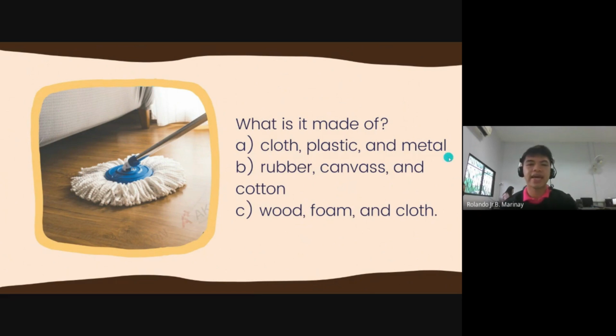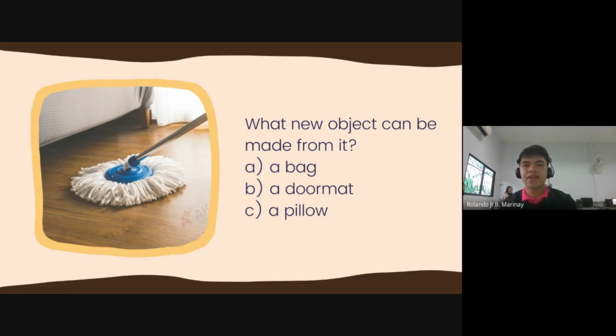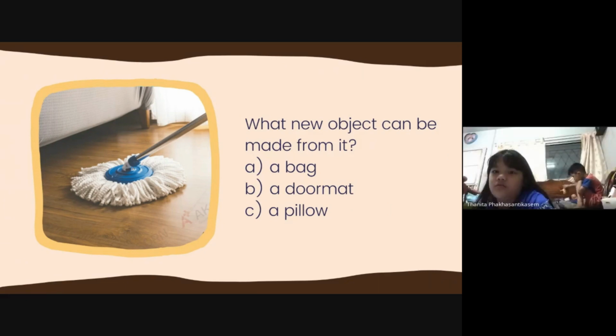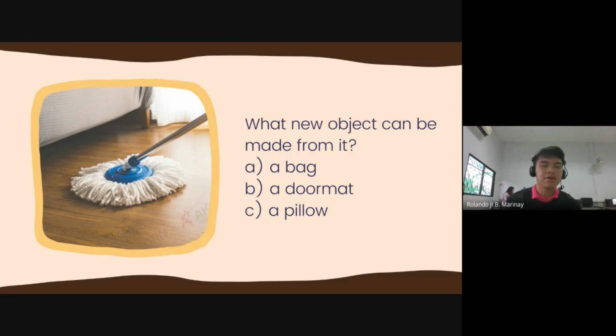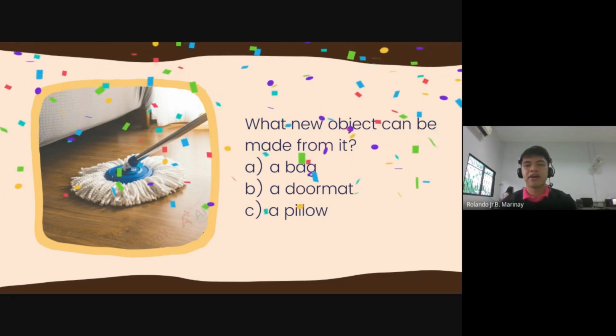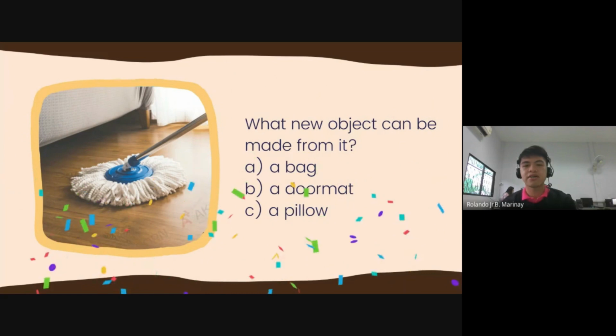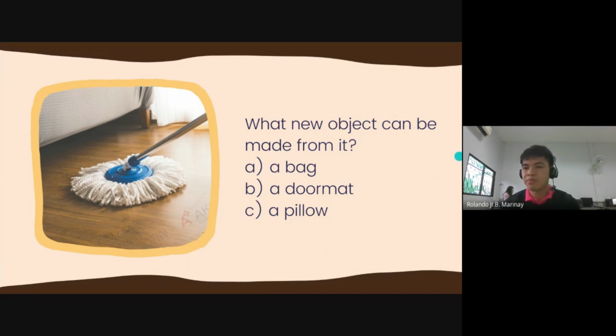Very good. That's correct. What new object can we make from it? Is it A, a bag, B, a doormat, or C, a pillow? What do you think? B. Oh, very good, Lakim. That is a doormat. You can make a doormat from the cloth or thread that is used from the mop.